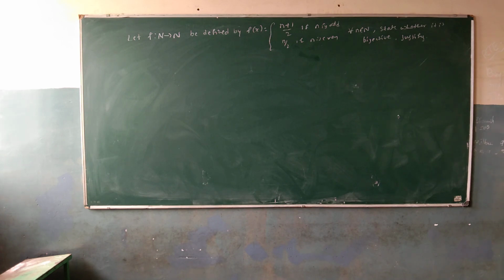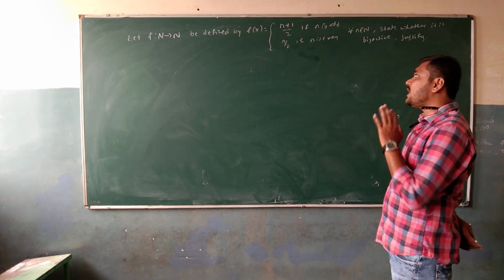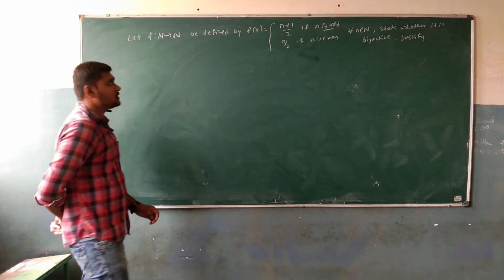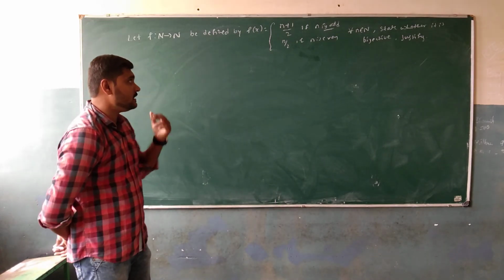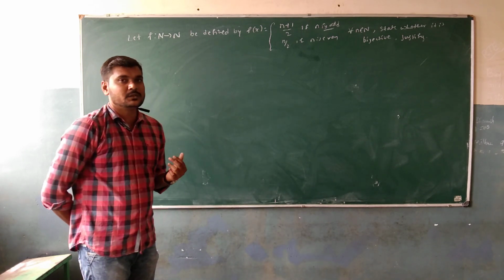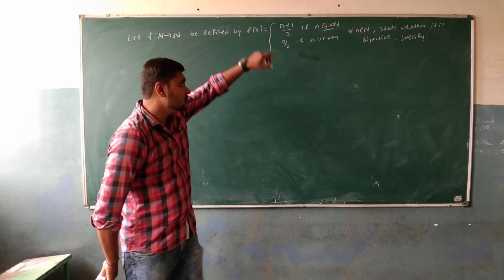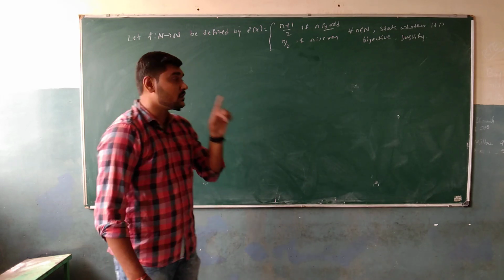f of n is equal to n plus 1 divided by 2 if n is an odd number. When n is an odd number, then f of n is equal to n plus 1 divided by 2. Suppose n is an even number, then it is going to be n by 2, for all n belongs to N. So here the small letter n is the element which is present in the natural numbers N.